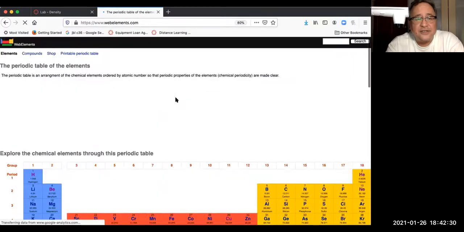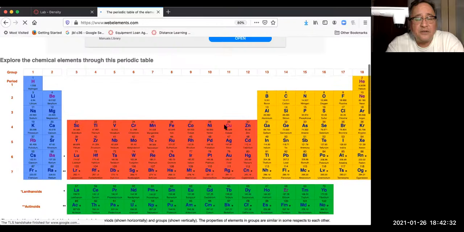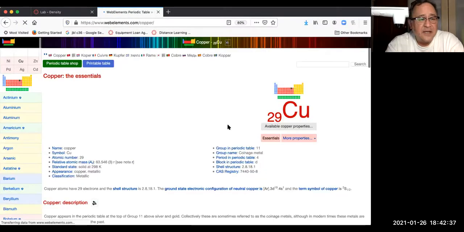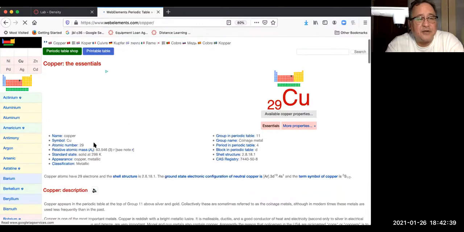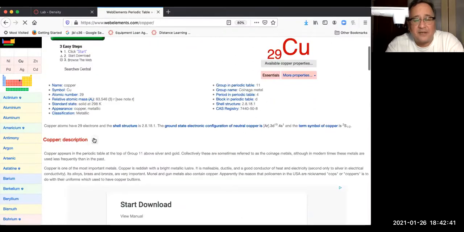And here you can see we have copper. And can you see this little speaker here? I'm going to go ahead and play that, and we're going to listen to this.